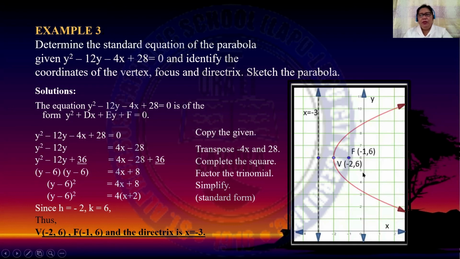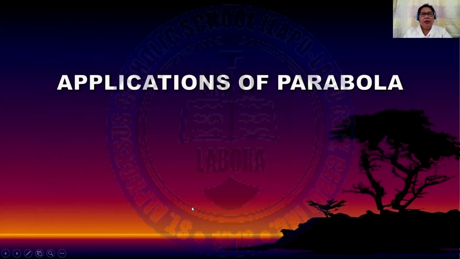Vertex, negative 2, 6, focus, negative 1, 6. You need only to reflect the vertex, the focus, and the directrix. Next, let us have the applications of the parabola.